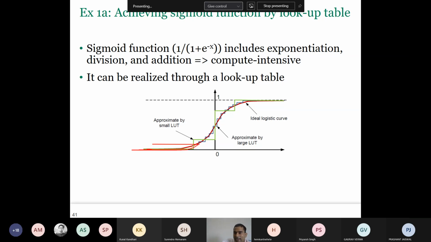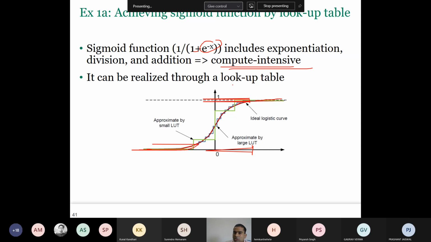The sigmoid function is this red line. That means the sigmoid function has this saturating nature. After a certain point, when x exceeds a certain value, the output value y becomes constant, or reaches some value. Now, computing the sigmoid function exactly is very costly because it requires exponentiation, then you have to add, then you have to divide. So it is very costly to compute.